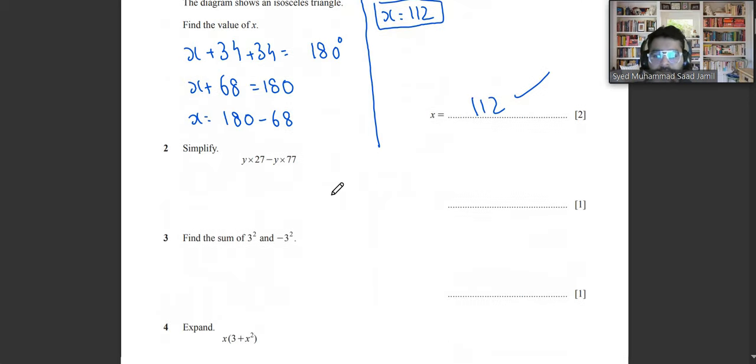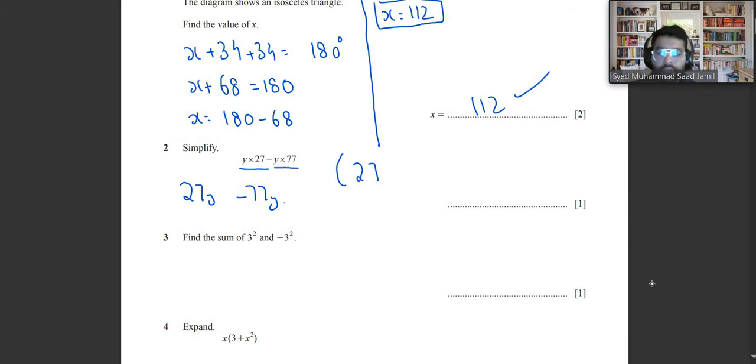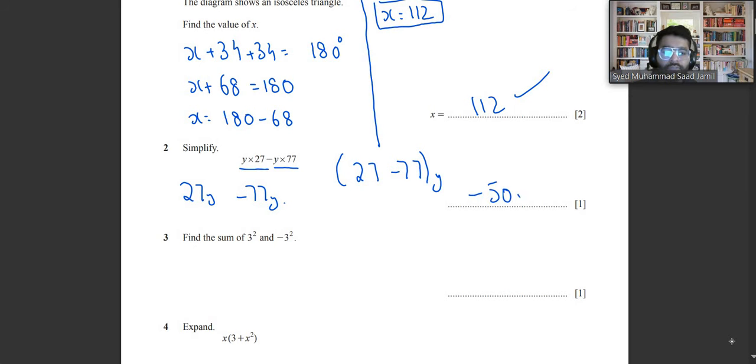Okay, next question, it says y multiplied by 27 minus y multiplied by 77. Simplify this. So simply, first multiply y with 27, it's 27y, and then multiply minus y with 77, it's minus 77y. If you are confused, you can take y as common: 27 minus 77, that's minus 50. So the answer is minus 50y.